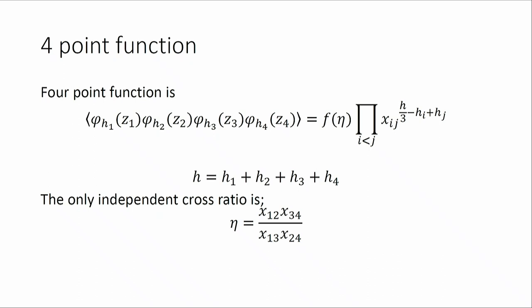So that gives me the four-point function up to f. If you go higher, this problem becomes more difficult. A five-point function will have two cross ratios, and so on. So you can really not go by symmetry any further. This is the limit of the symmetry.